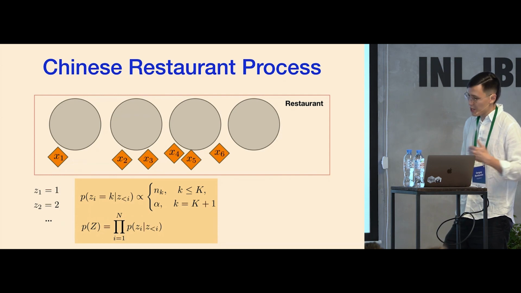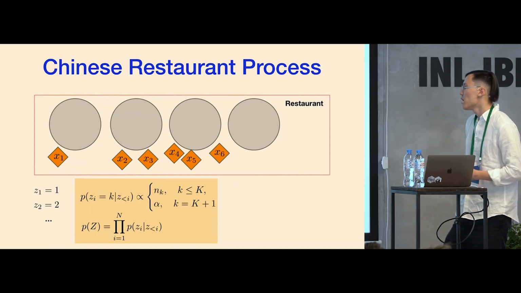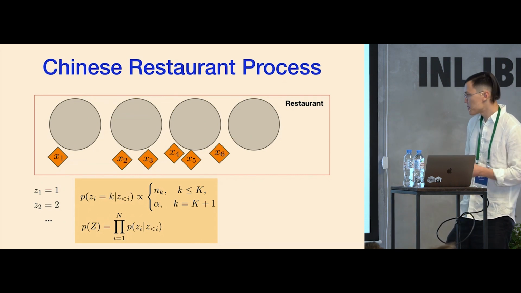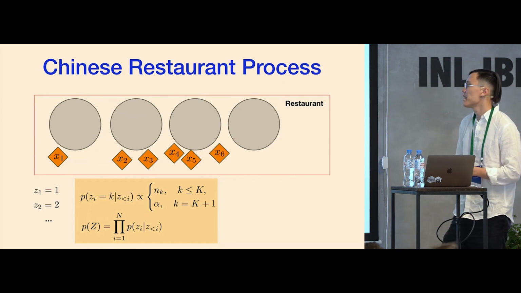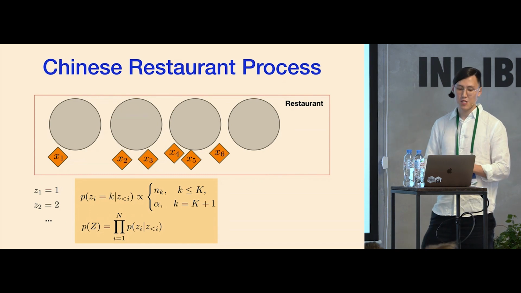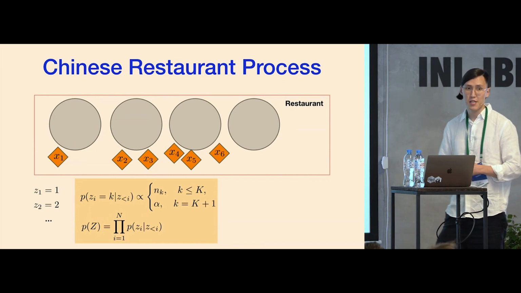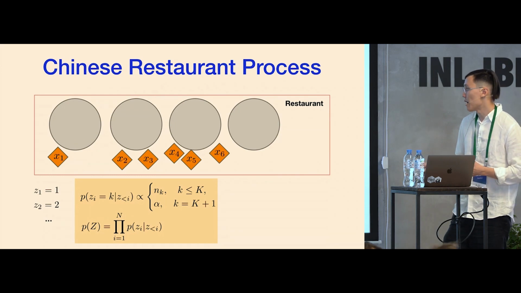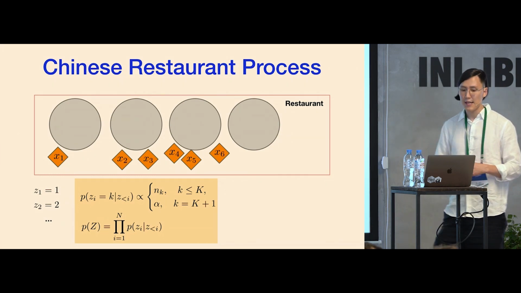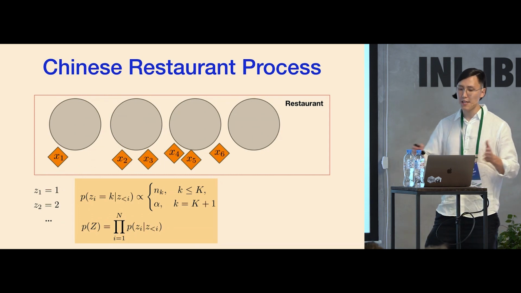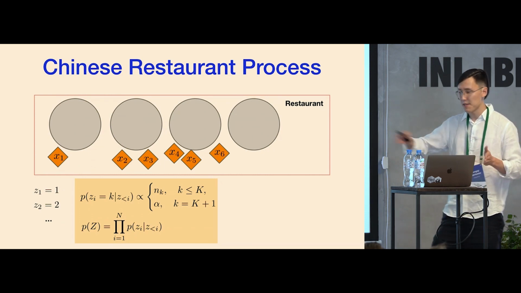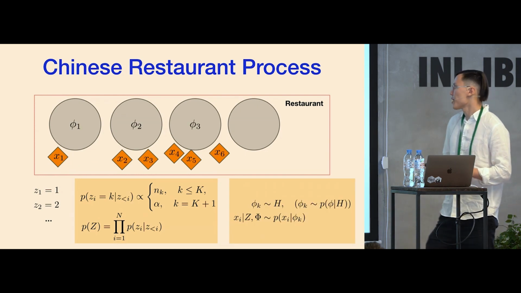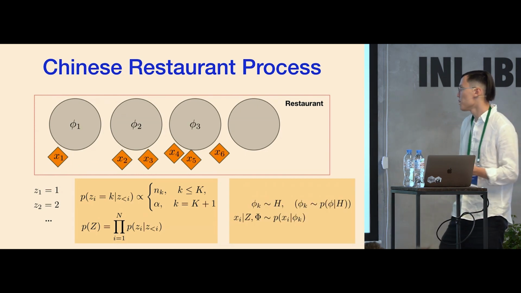So we allow customers to come one by one. We sample these table assignments sequentially, and this defines a distribution over partitions of natural numbers. So you can take the full infinite set of natural numbers and define, according to this process, a distribution over partitions over any finite subset of natural numbers. So how does it help us with our clustering problem?